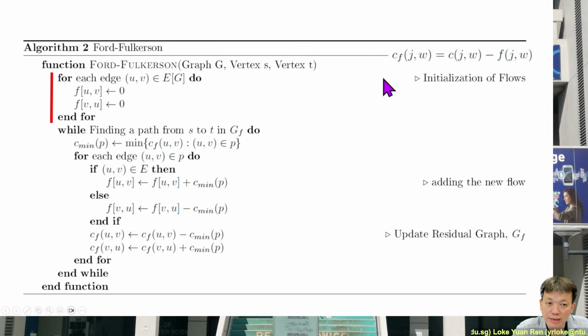So that is the algorithm. Later I will show you further. So that is the Ford-Fulkerson algorithm. Initially everything is 0. So you initialize all the flow. Initially there's no flow.